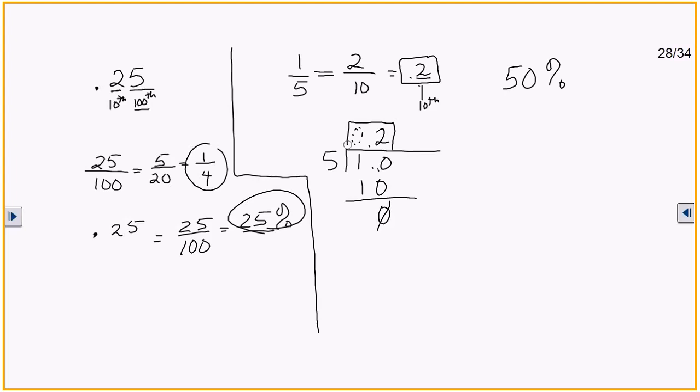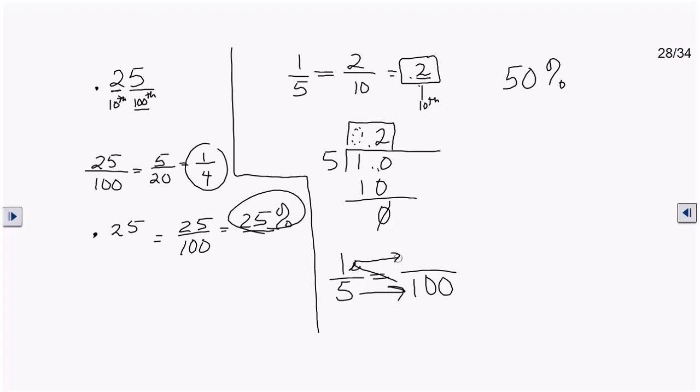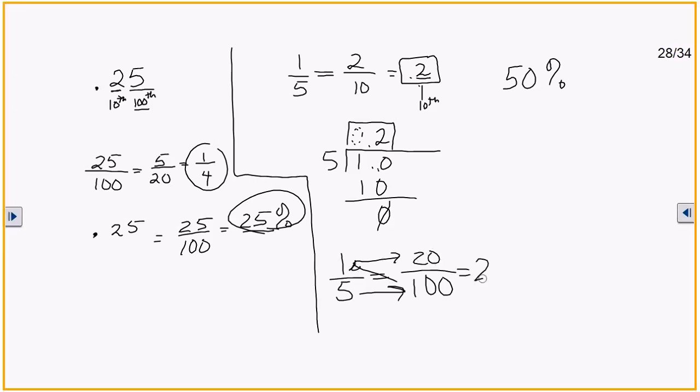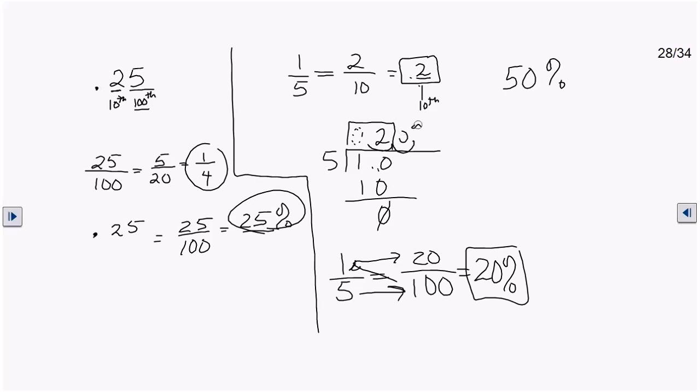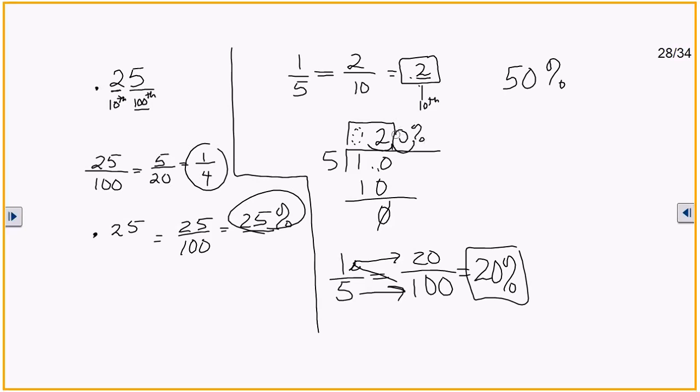Now I'm going to change it into a percent. Well, what is a percent? Percent means over what? 100. 5 will go into there 20 times. 20 times 1 is 20. So 20%. Or I could take this and move it 1, 2, and get 20% like that. So however you want to do it, it's up to you.